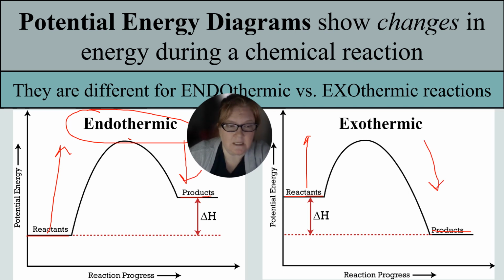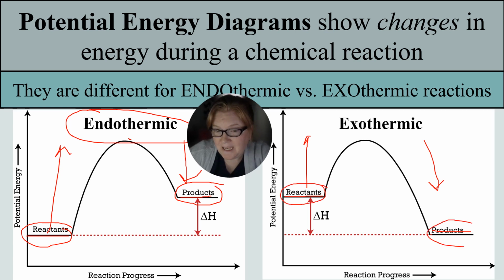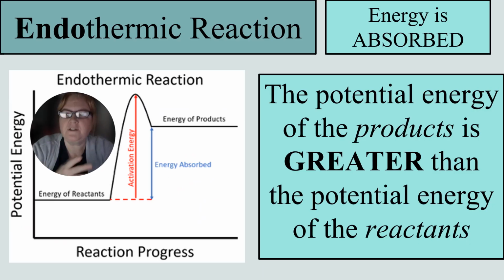The difference is that for endothermic, the reactants are lower in energy than the products. And for exothermic, the reactants are higher in energy than the products. So let's go through it.